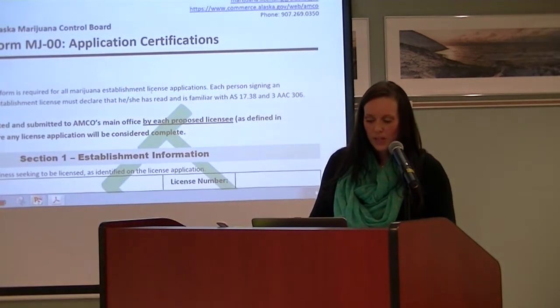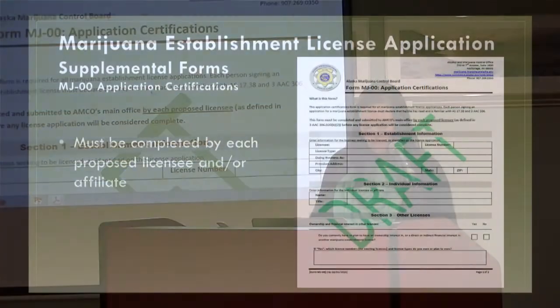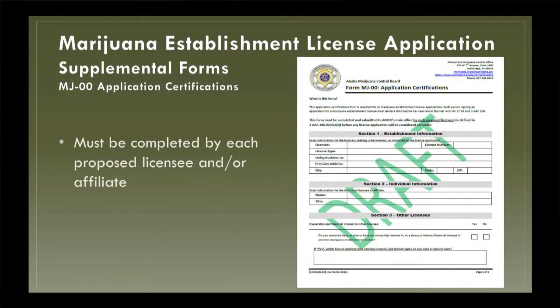This next form is MJ00. We have given form control numbers to all of the forms that we have produced and that we provide for you to make it easy to reference when we're speaking with you on the phone or emailing you. So this is your application certifications.